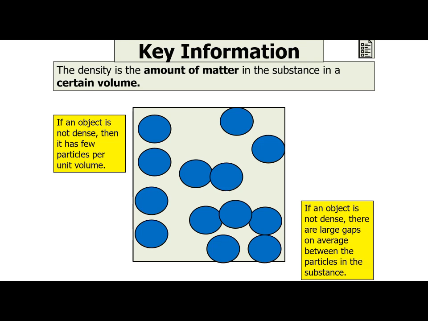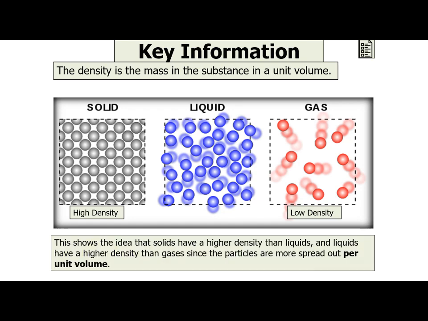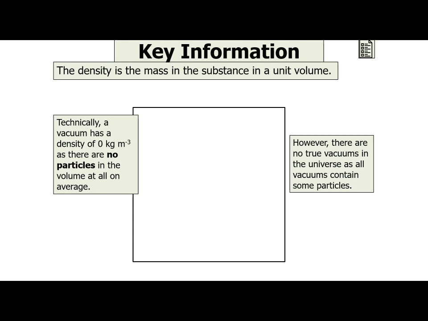So we can now relate this to the particle model of matter. So this shows us the idea that solids have a higher density than liquids, and liquids have a higher density than gases since they have more particles per unit volume. Or you could think of it as that there's greater space between the particles per unit volume in gases. But fundamentally, the solids are high density, the gases are low density, and there's an increase in density from gases to solids. Now technically, a vacuum has a density of 0 kilograms per meter cubed, as there are no particles in the volume at all on average.